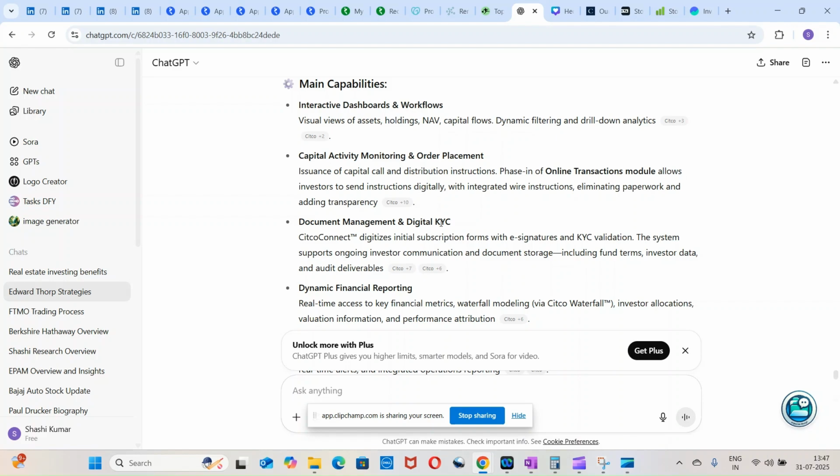Document management and digital know your customer are there. Citco Connect digitizes initial subscription forms with e-signatures and KYC validation, and this system supports ongoing investor communication and document storage, including fund terms, investor data, and audit deliverables.